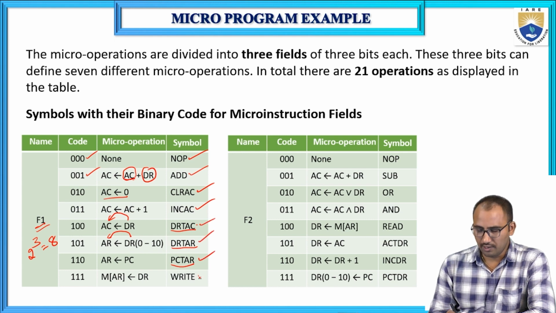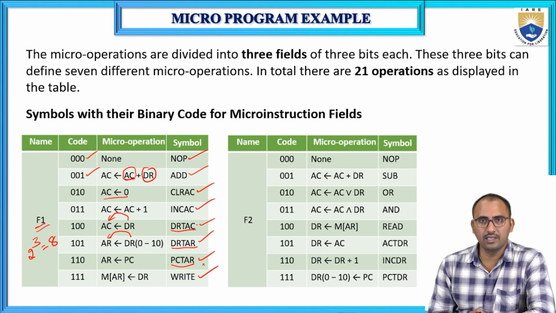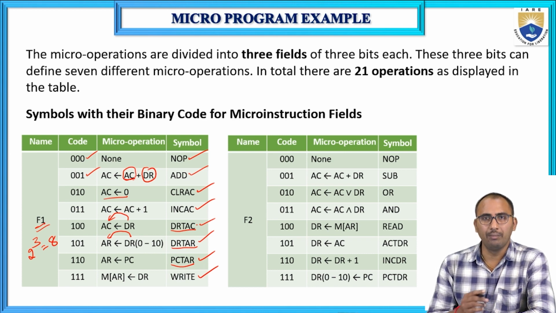The last one is write. Write operation is nothing but transferring the content from the register to the memory. So here, where is the data present? The data is present in the data register. So from the data register, we are transferring to the memory whose address is specified in the address register. Okay, so this is about the first field.